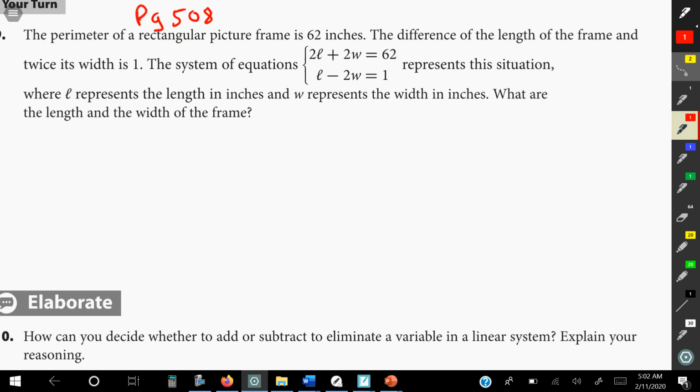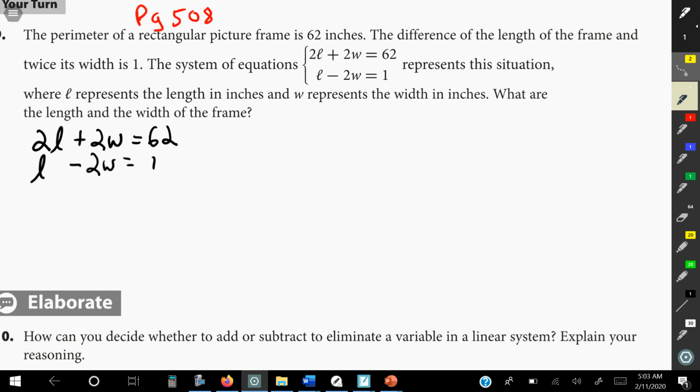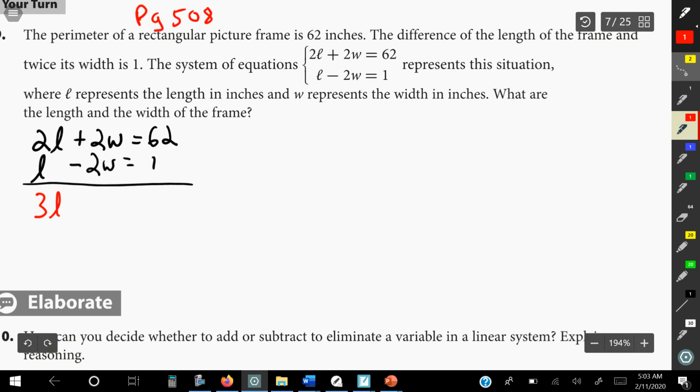All right, so I'm just going to rewrite the problem over here. So I got 2L plus 2W is equal to 62. L minus 2W is equal to 1. All right, so I'm just going to use the elimination method here. I check to see if I have something that has the same number and opposite signs, and I do. So I'm going to just add here. So I got 2L plus 1L is 3L. Here this becomes 0. That's going to be equal to 63.